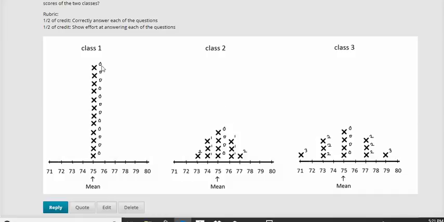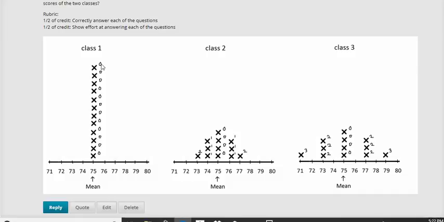In each of these diagrams, I labeled the distance from each exam score to the mean. So this 0 right here is just showing that this exam score of 75 is 0 from the mean. It's equal to the mean. Just like how this 0 is also showing that this exam score is 0 from the mean. In class 2, this 2 is showing that this exam score is 2 from the mean of 75. It's 2 below it. This 1 right here is showing that this score of 74 is 1 from the mean of 75. So all of these numbers that I labeled are just distances. They're just the distance from the score to the mean.